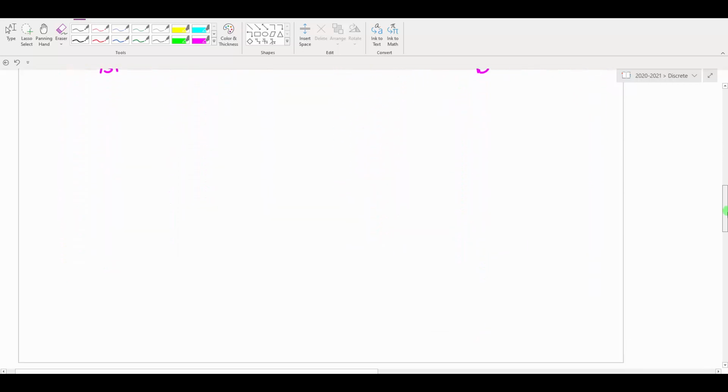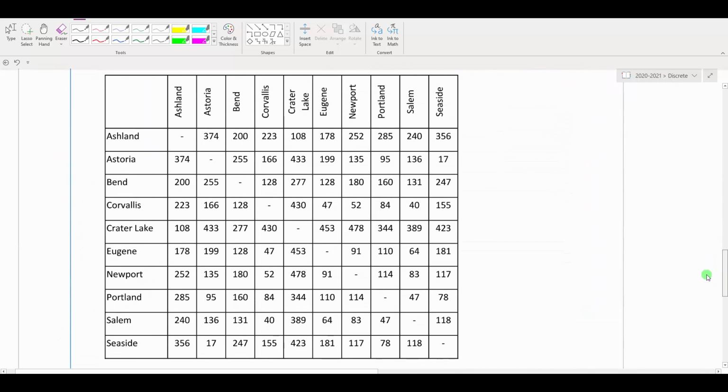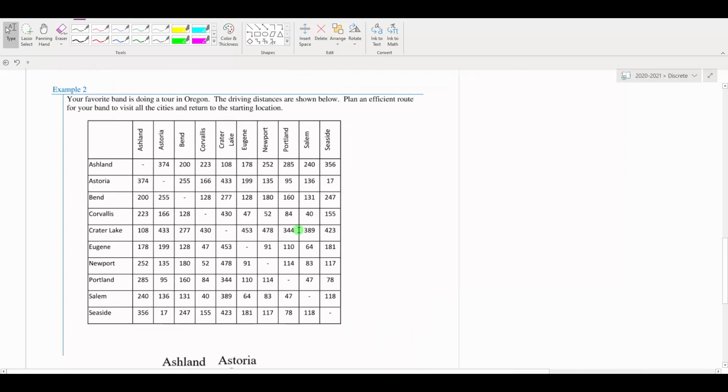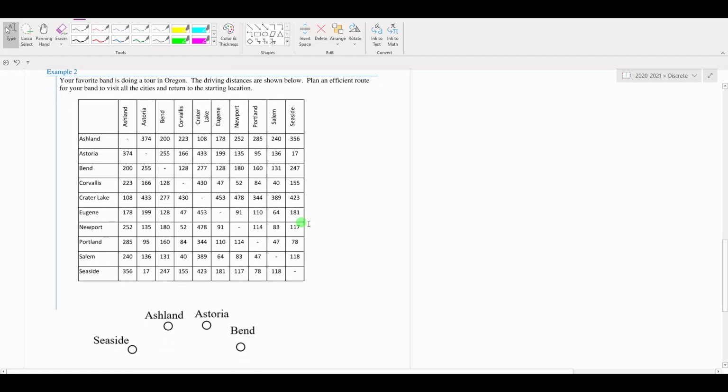All right. Okay, and we're going to try this one. And this one's a little bit more complicated here. It's got a lot more stuff going on, but the context of this problem is that there is a band that is touring in Oregon, and they have to go and do shows at all of these cities that we see listed here across the top. So they have to travel to each of these cities once and then return home to wherever they started from. It doesn't even tell us where they started from because it doesn't matter, because whatever circuit we come up with, we can start the circuit at whatever point.